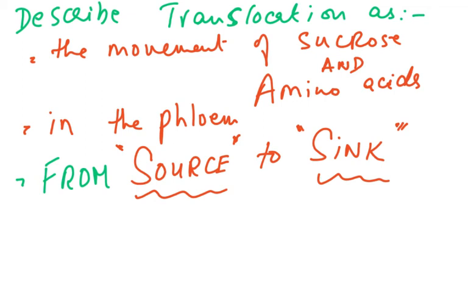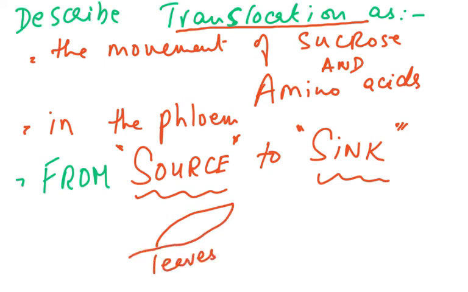First topic to be discussed is translocation. And it says describe translocation as the movement of sucrose and amino acids in the phloem from source to sink. Now from source to sink means source is the place where it is produced. So leaves would be the source.